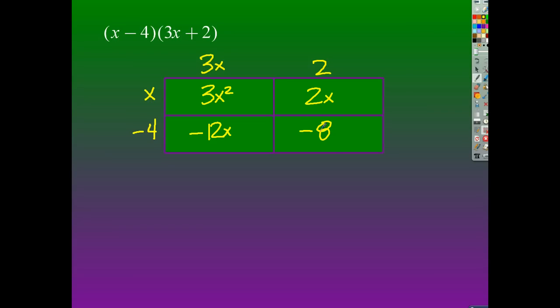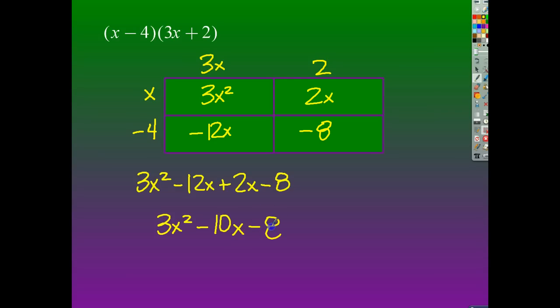Okay, and so then what I'm going to do is rewrite this. So I'm going to rewrite it as 3x squared minus 12x plus 2x minus 8. And then I'm going to combine my like terms, and really the only terms I have here that are alike are negative 12x and 2x. So I'll end up with 3x squared minus 10x minus 8. Okay, and this would be your final answer. That's one way to do it.